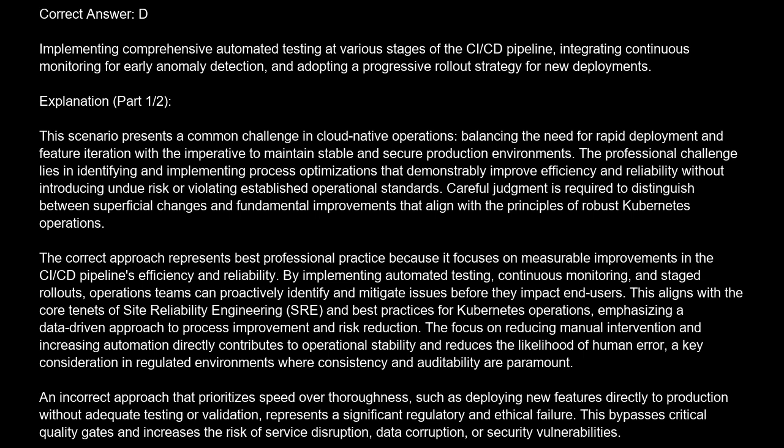Careful judgment is required to distinguish between superficial changes and fundamental improvements that align with the principles of robust Kubernetes operations.